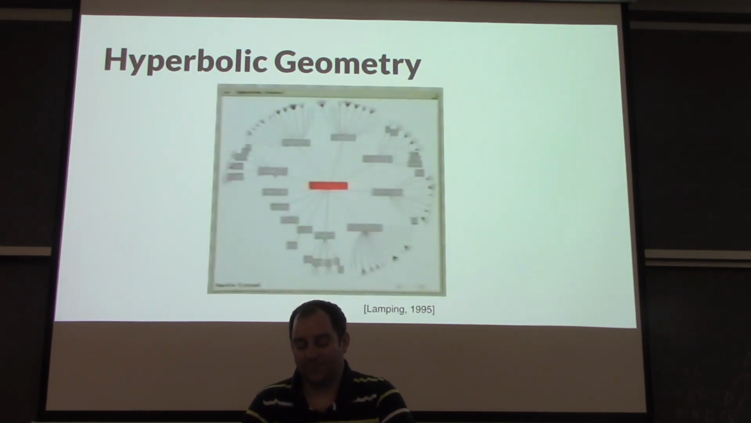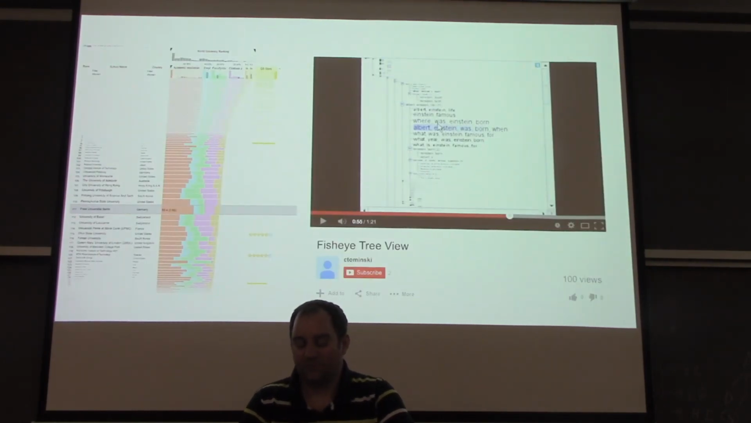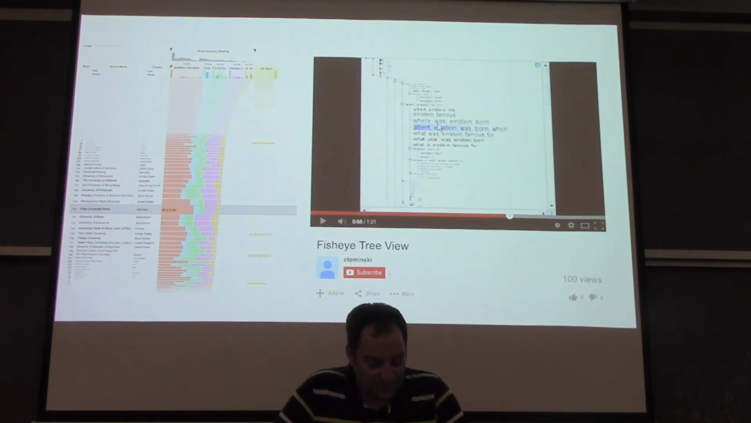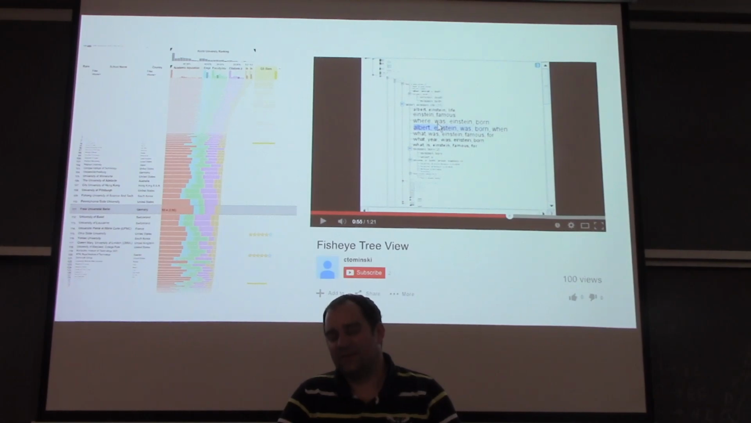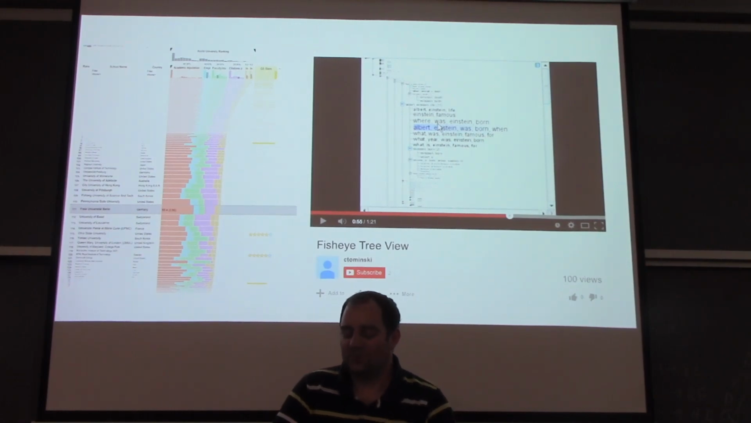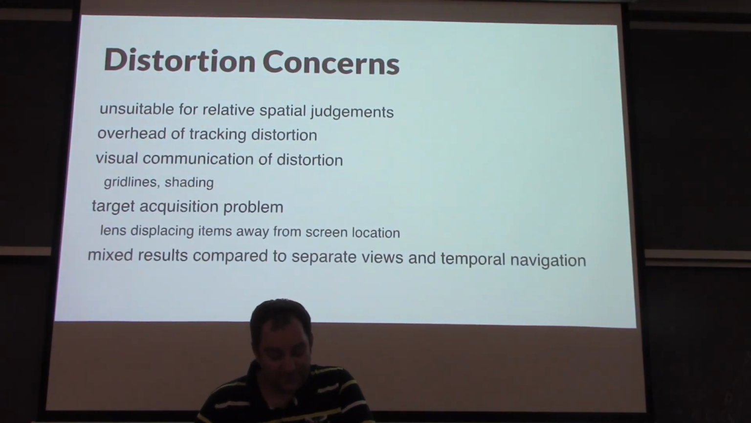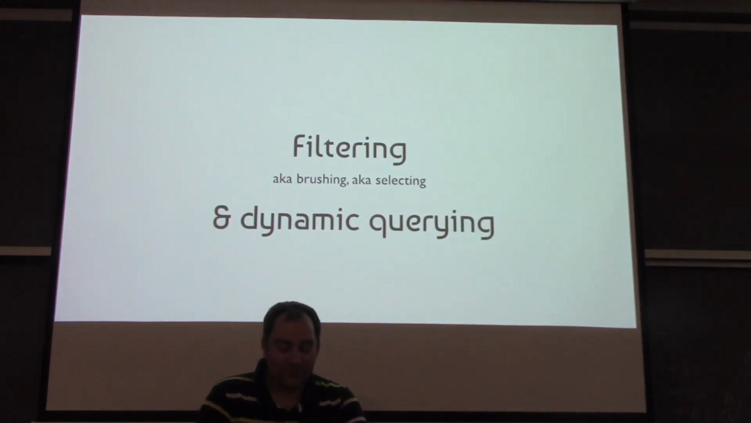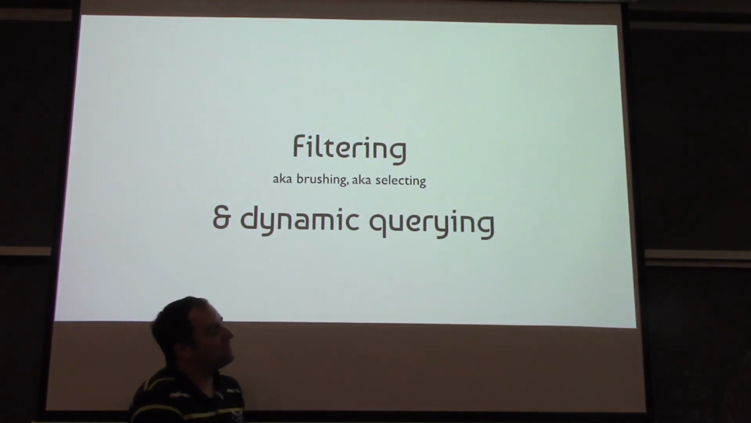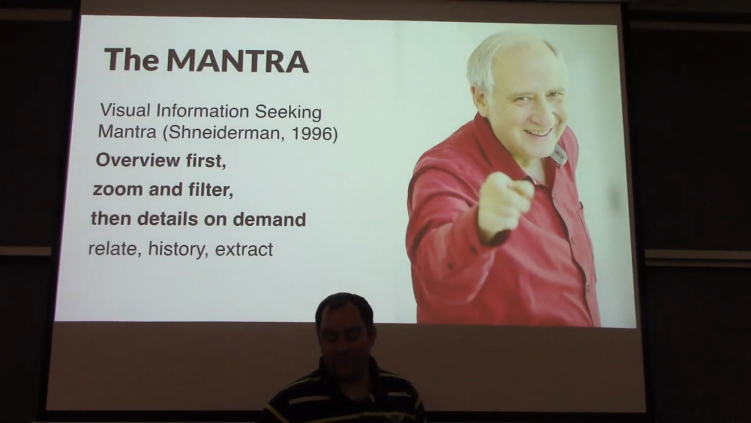And then we had these hyperbolic geometries, or these fisheye views, and so on. And then we had a couple of other examples, and we talked about how these examples tend to be difficult to reconcile what is outside of the focus region and what is inside the focus region. We have these problems with navigation, with picking, and so on. And so the segue to the rest of this lecture is filtering and dynamic querying.